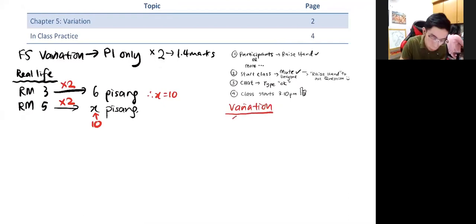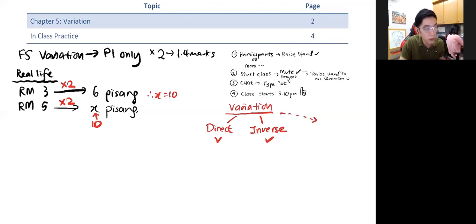Now, in variation, we have 3 types. We have direct variation. We have another one called inverse variation. And finally, I'll put a dotted line because this is the combination of direct and inverse. We name it joint variation, but they won't use the word joint. What they use is the words direct and inverse in one particular question.